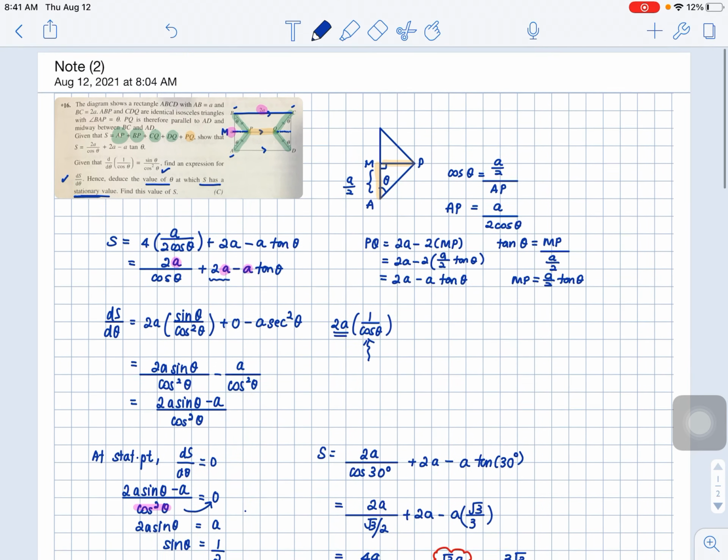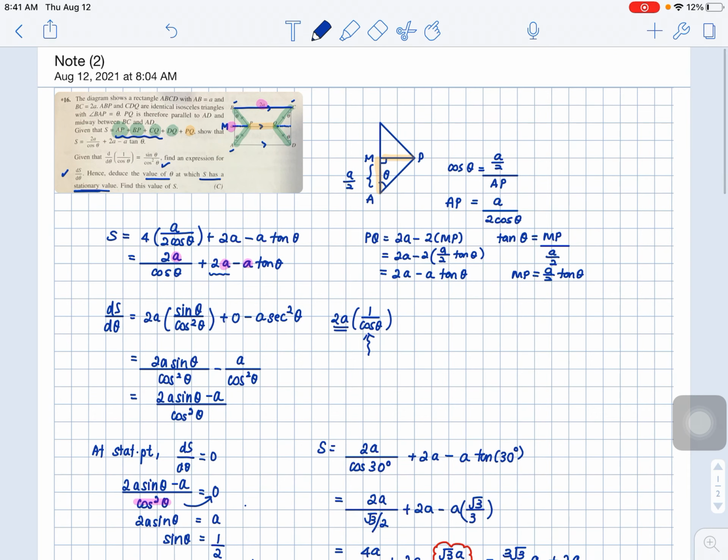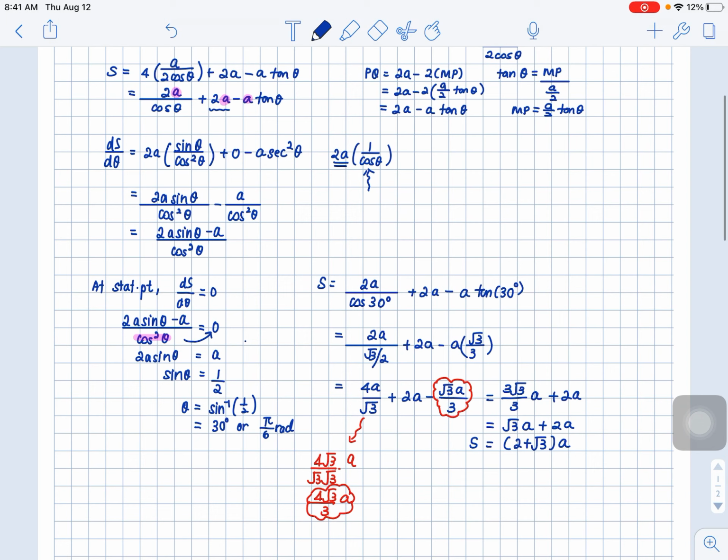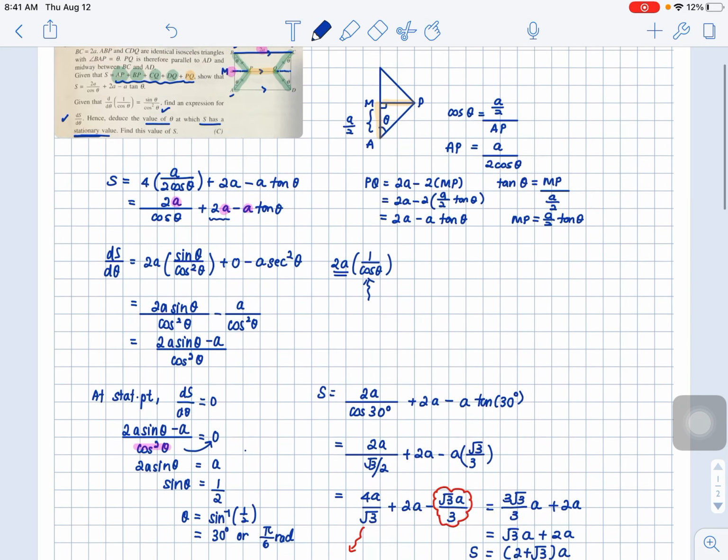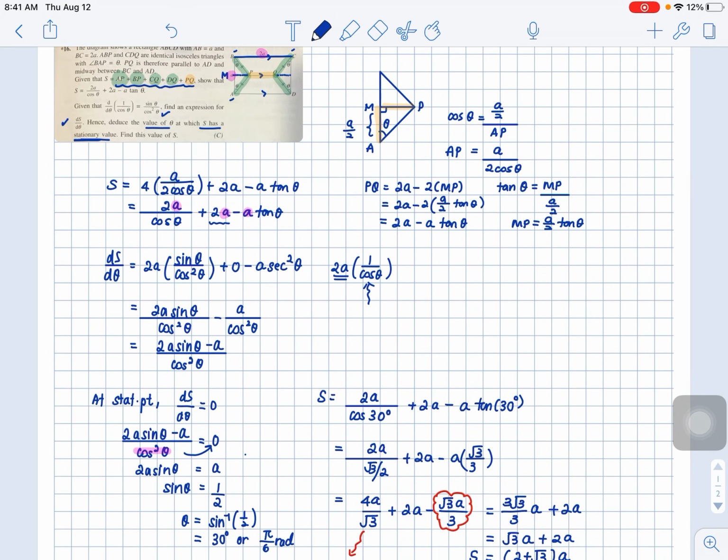So what is S? S is the expression of the length, and our S value is 2 plus 3 A, where the A remains unknown.